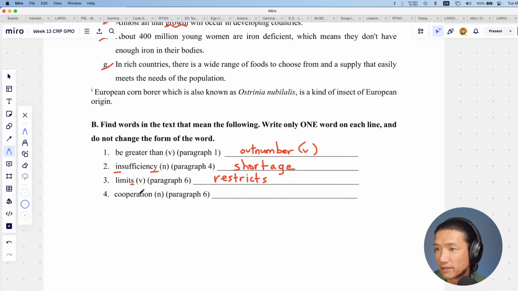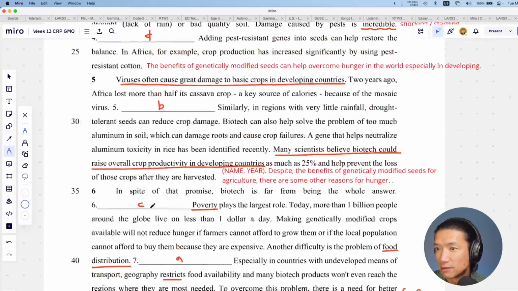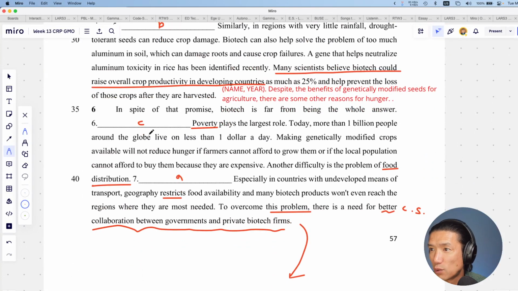And the last one in paragraph 6, the word cooperation, like a noun. It is a noun, but it's a cooperation. In spite of that promise, biotech is far from being the whole answer. Poverty plays the largest role. We're looking for a noun. Today, more than 1 billion people around the world live on less. Genetically modified crops available will not reduce hunger if farmers cannot afford to grow them, if the local population can't buy them because they are expensive. Another difficulty is the problem of food distribution, especially with underdeveloped means of transport. Availability of many bioproducts won't even reach the region where they are most needed. To overcome this problem, there is need for better collaboration.